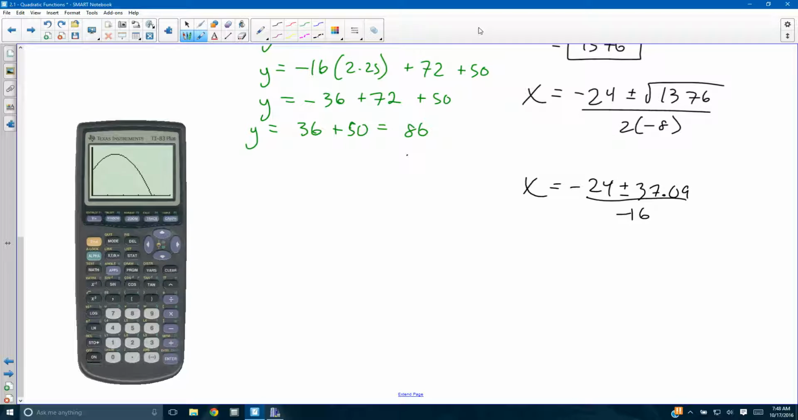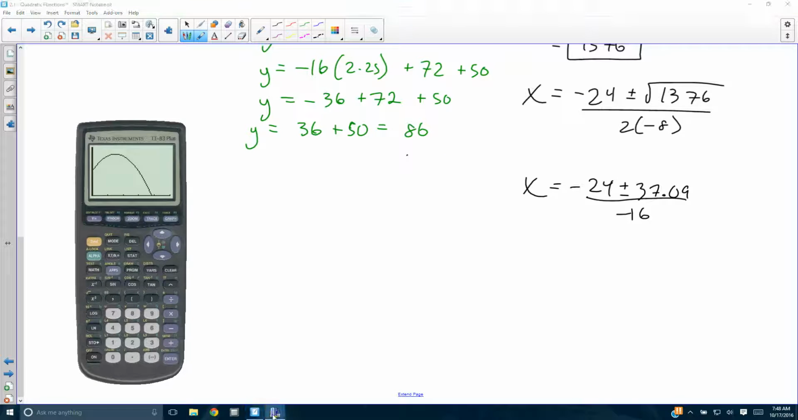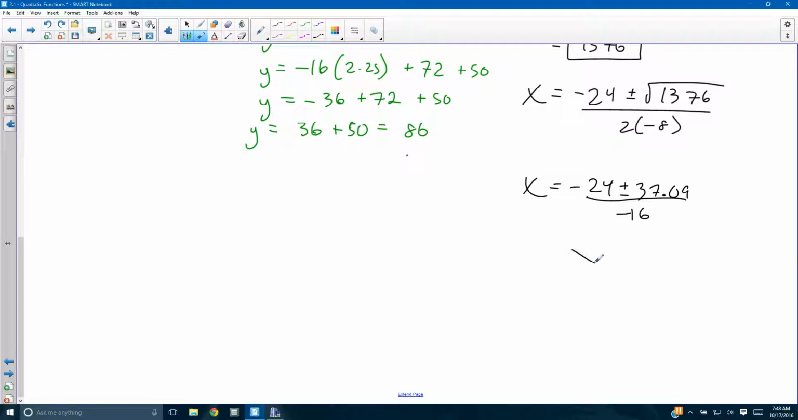Now, the number that's going to give me that in this particular case, believe it or not, you'd think that it's the one where you add 37.09. It's going to be the one where you subtract it, because this is a negative number down here. So when I do negative minus a number divided by negative, I'll get a positive. So the number that I'm looking for is this one right here. The other one is not a value of my concern. It's not one that I'm using.